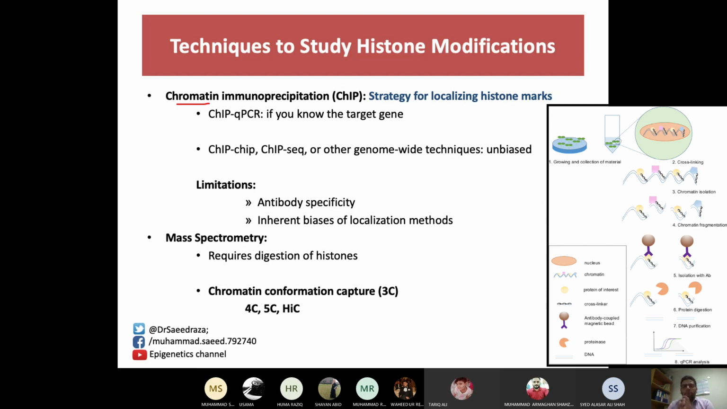So for example, it could be an antibody against any of the four histone proteins, H3, H4, H2A, H2B, and it could be an antibody against any modification on these histones. For example, a modification on histone H3, a modification on histone H2A, or any other.